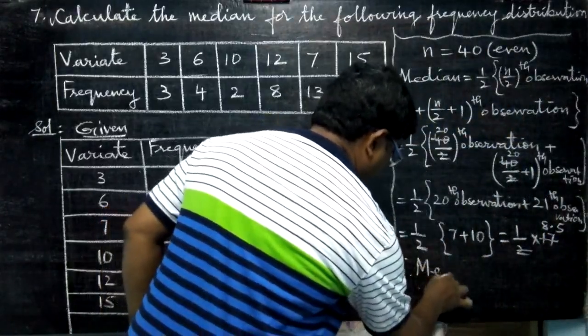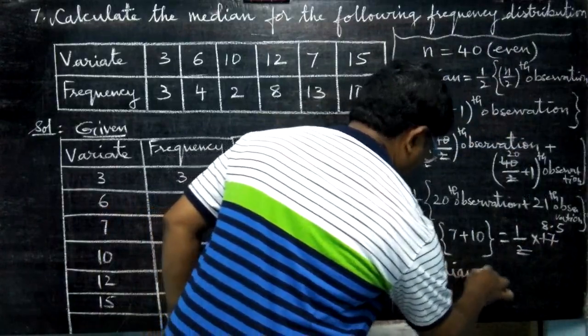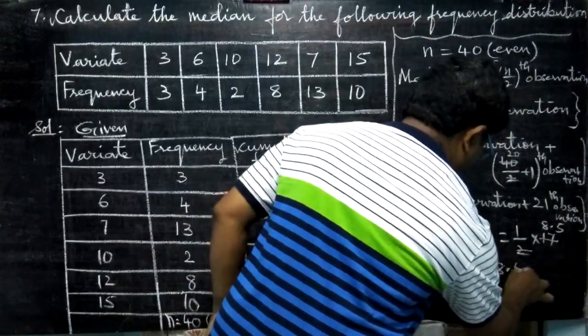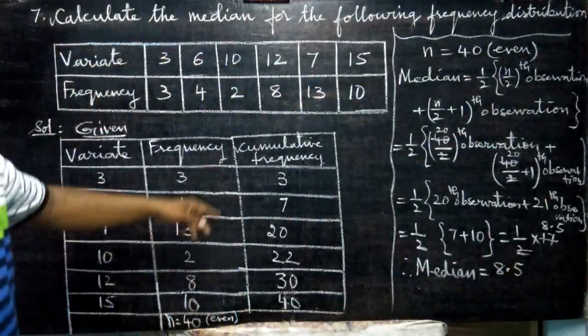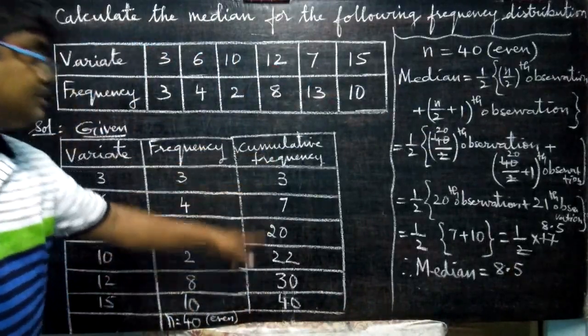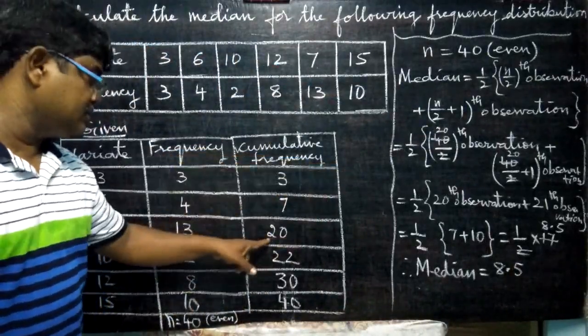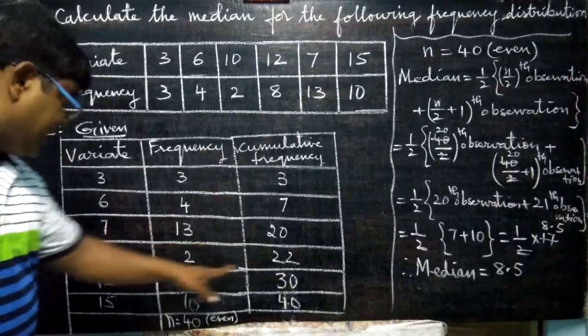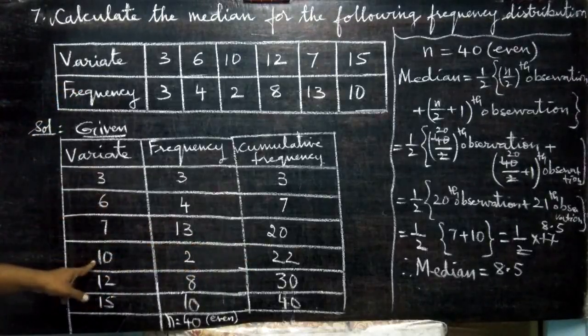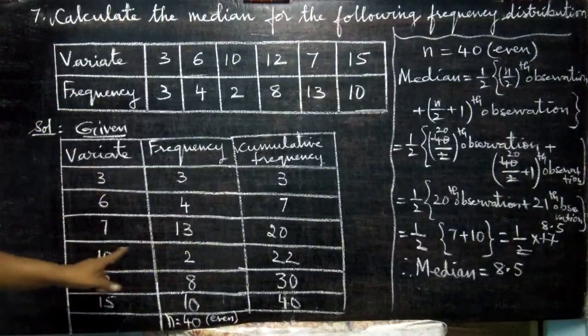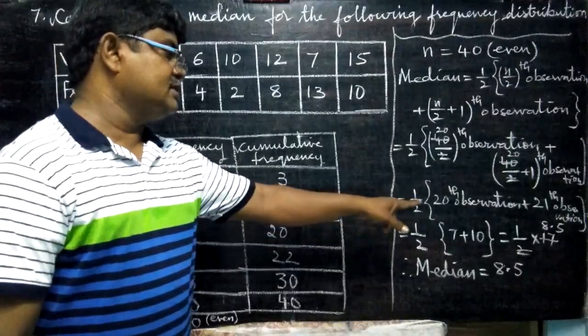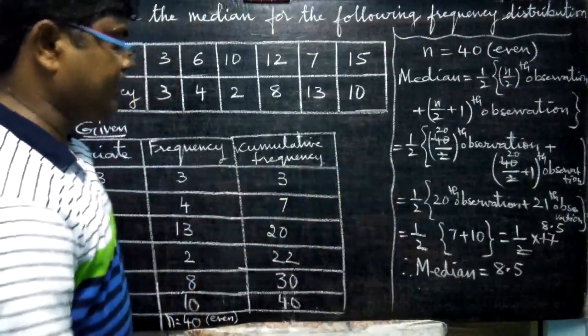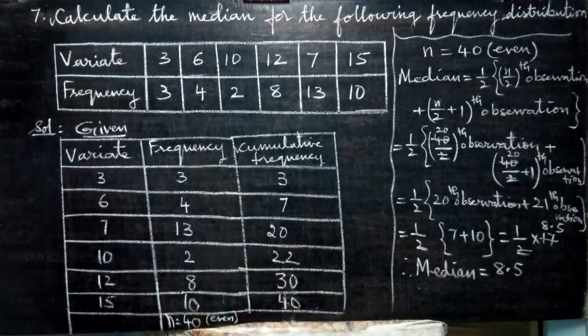Therefore, median is equal to 8.5. This is the way of doing. You have to check in cumulative frequency. You have to check the 20th observation is clearly in variety 7 and the 21st lies here, in which variety, 10 variety. You have to add and divide by 2. So in 17, half is 8.5. Therefore, median is equal to 8.5.